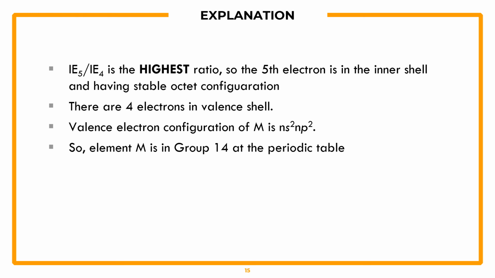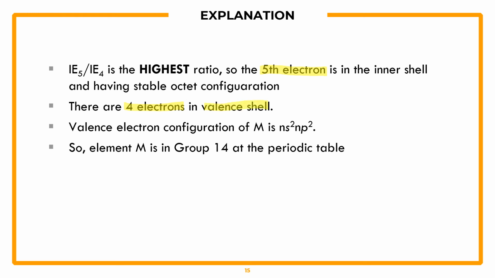Okay, ratio yang tinggi tadi adalah ratio 5/4. So ratio 5/4 referring to removing the 5th electron. So here maksudnya the 5th electron berada pada inner shell. So berapa banyak elektron in the valence shell tadi? We have 4 electrons in the valence shell.